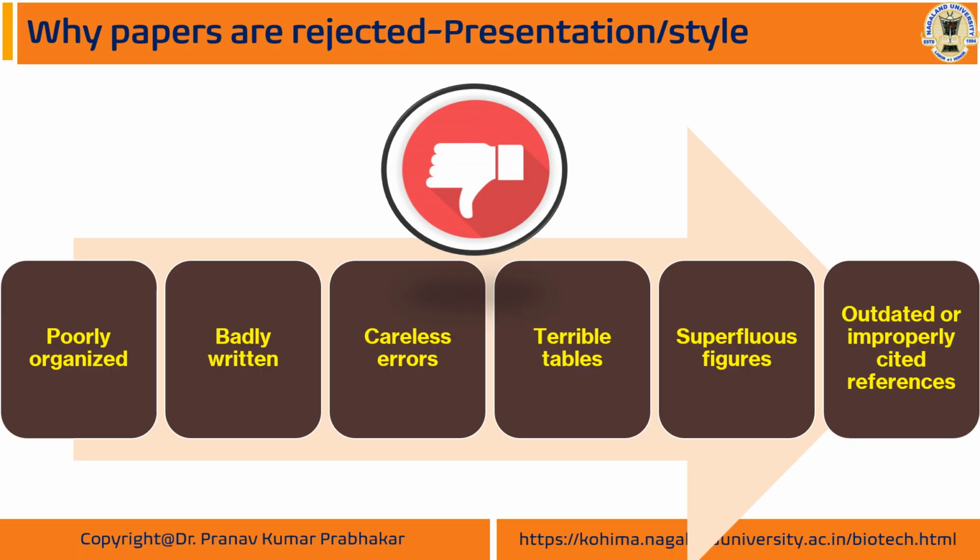Then careless errors, like a lot of typographical errors, inconsistent formatting, incorrect units, misspelled figures or tables, superfluous figures, terrible tables, or very old references if we have used them. In those cases, the paper gets rejected. So these are the different reasons why your paper gets rejected. If you understand all these reasons and try to resolve these things in your next paper, next submissions, it will help toward a good publication, a good paper.